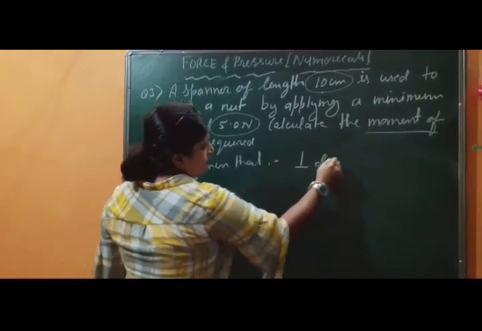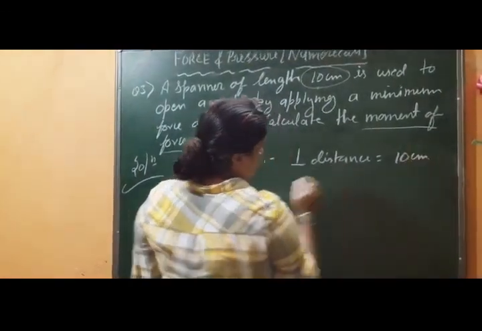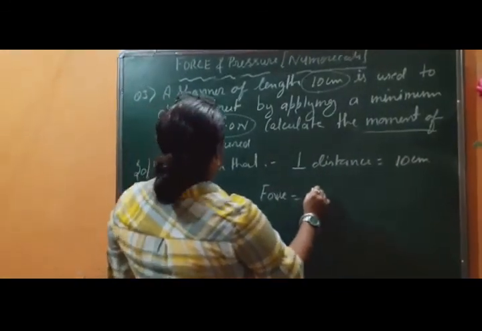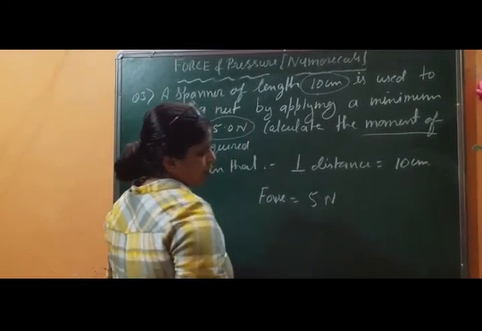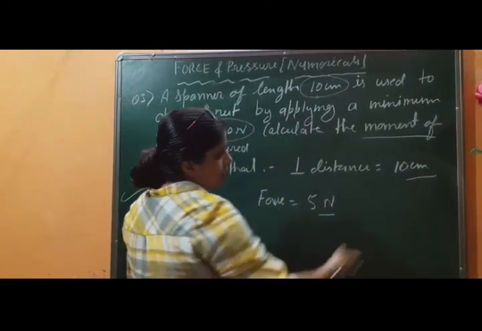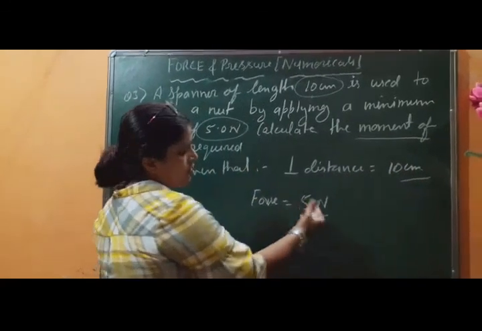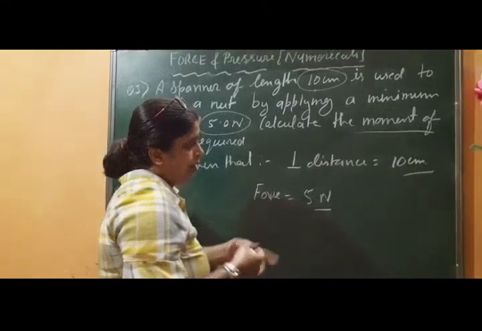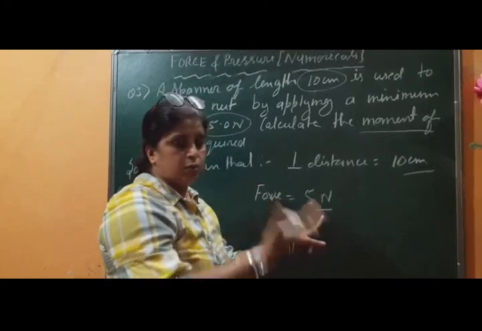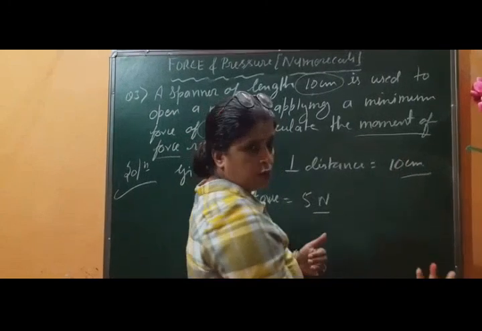So write given that, perpendicular distance is equal to 10 centimeter, and force is equal to 5 Newton. Now, as I told you, first of all check the units. Are both units in the same system or not? No. Here the unit of perpendicular distance is in the CGS system and the unit of force is in the SI system. So either we will convert this Newton into dyne, from SI to CGS system, or we will convert centimeter into meter, from CGS system to SI system.